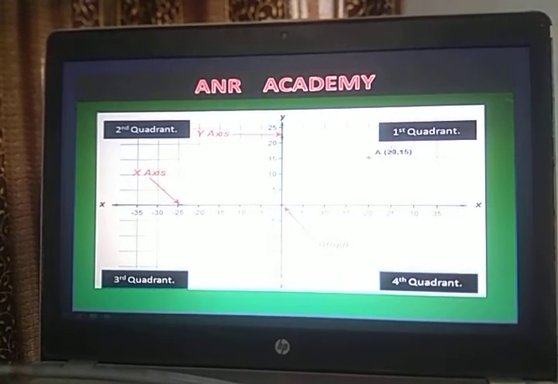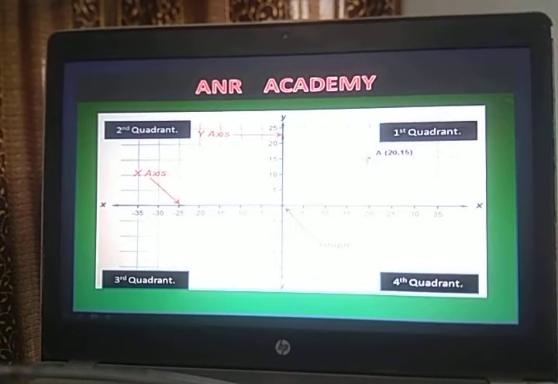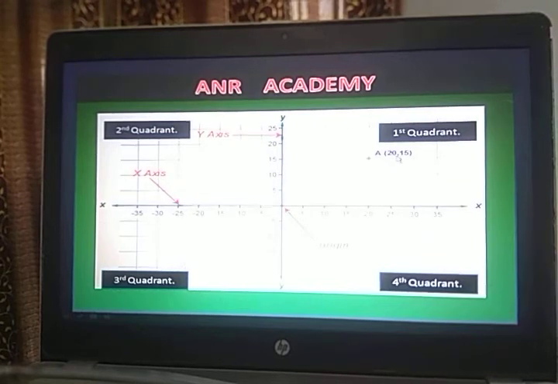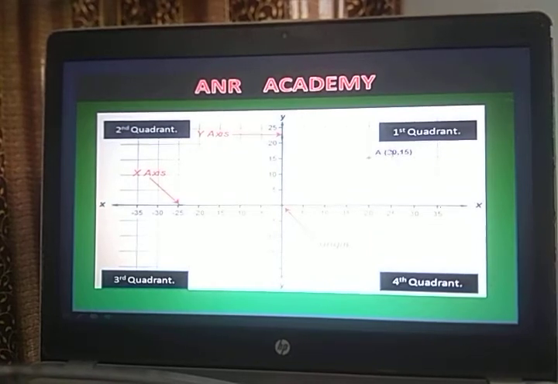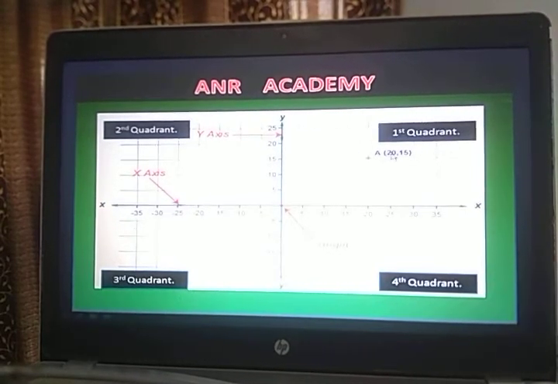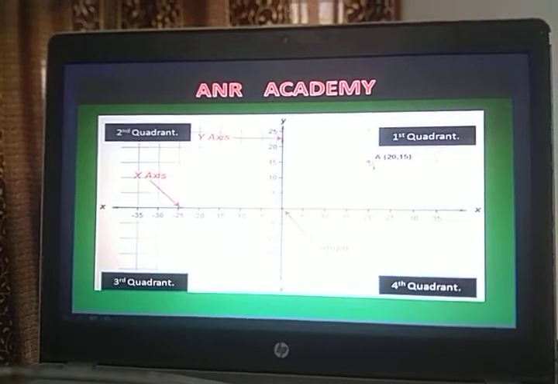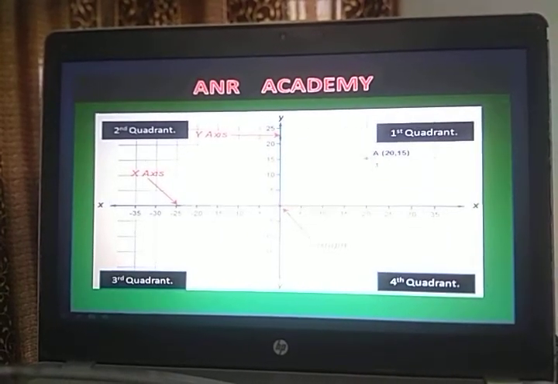They are called ordered pairs. Here one point is located, A. And what is the ordered pair for A? 20, 15. This first 20 denotes the position on the x-axis, and this 15 shows the position on the y-axis. Where these two join, there you have A.